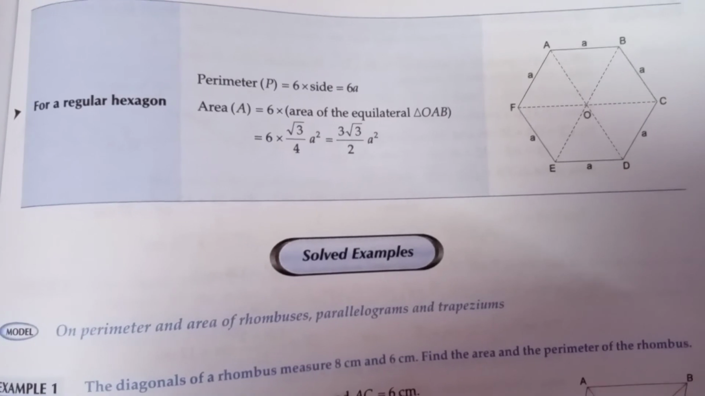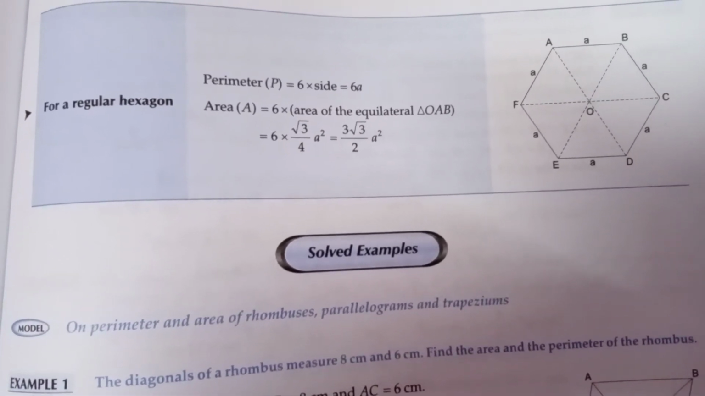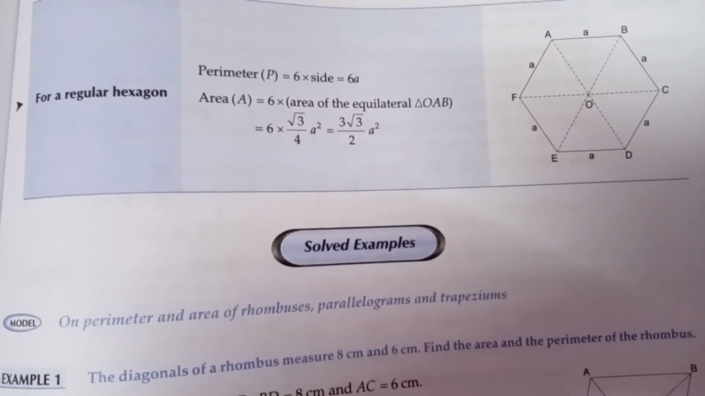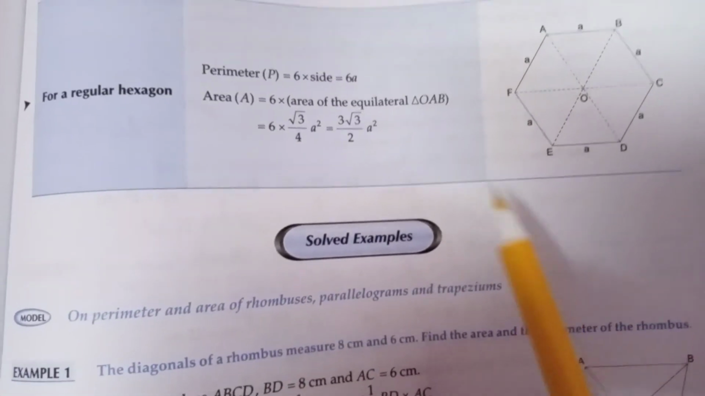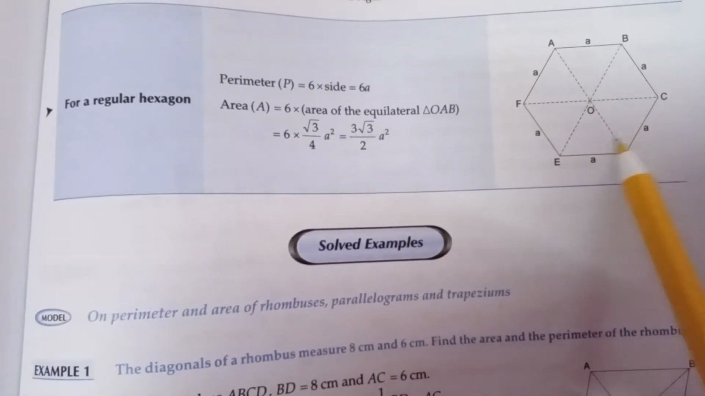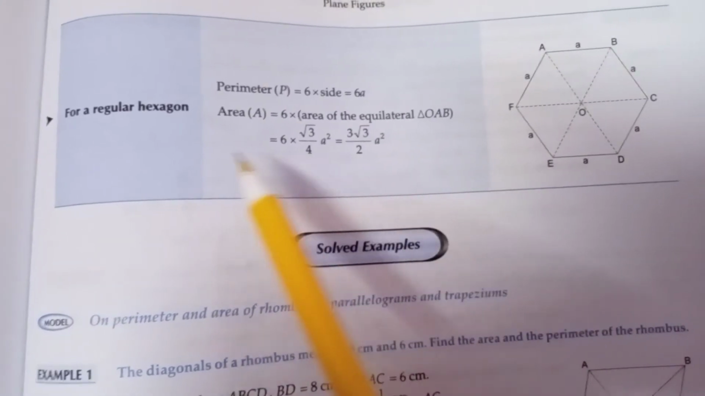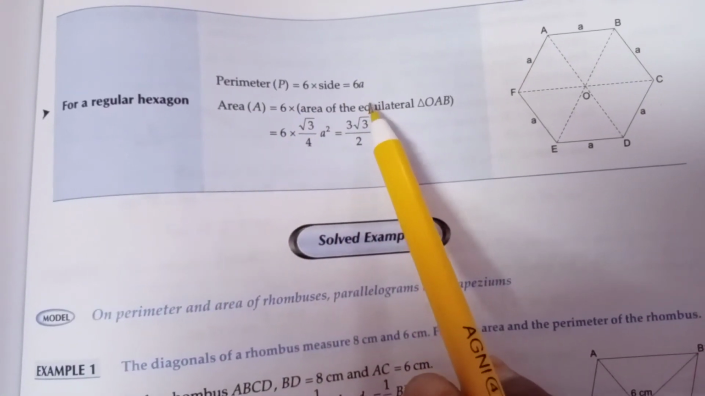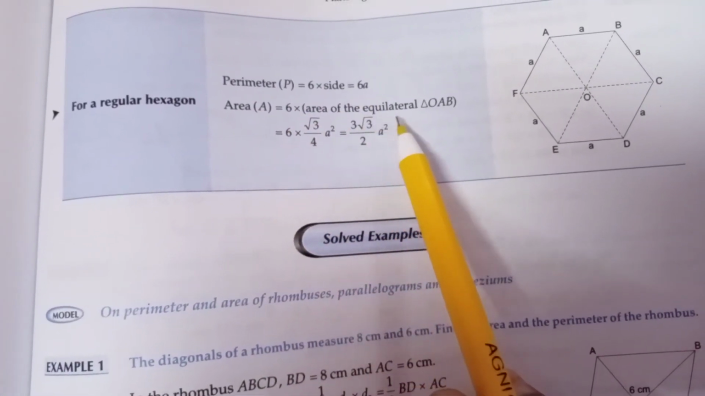Next we move to hexagon. Hexagon is having 6 sides. Hexa means 6: 1, 2, 3, 4, 5, 6 sides. So in hexagon, perimeter is 6 into side and area is 6 into area of equilateral triangle.